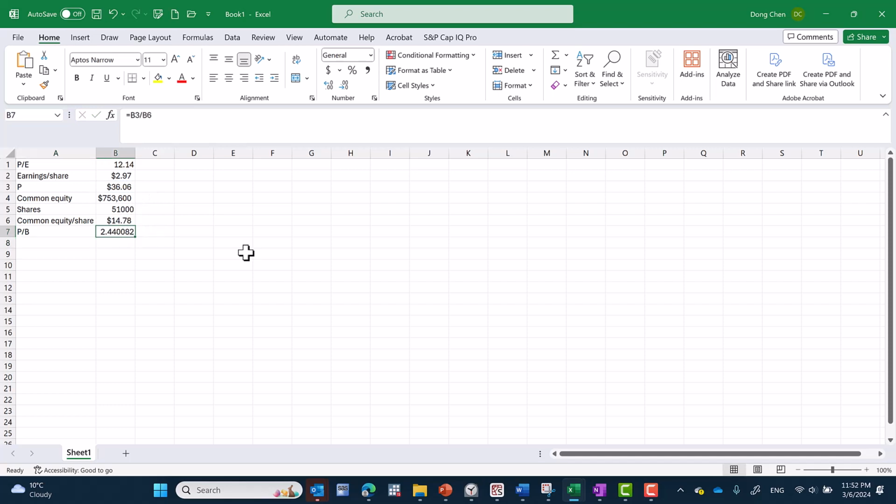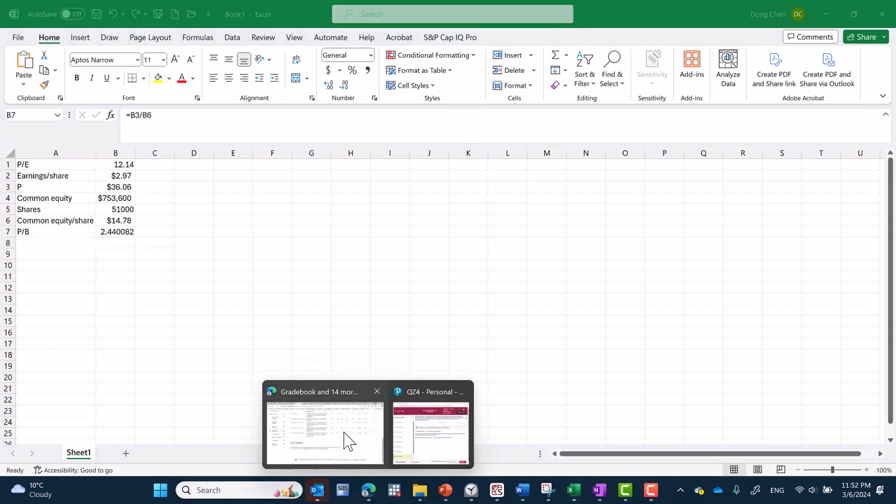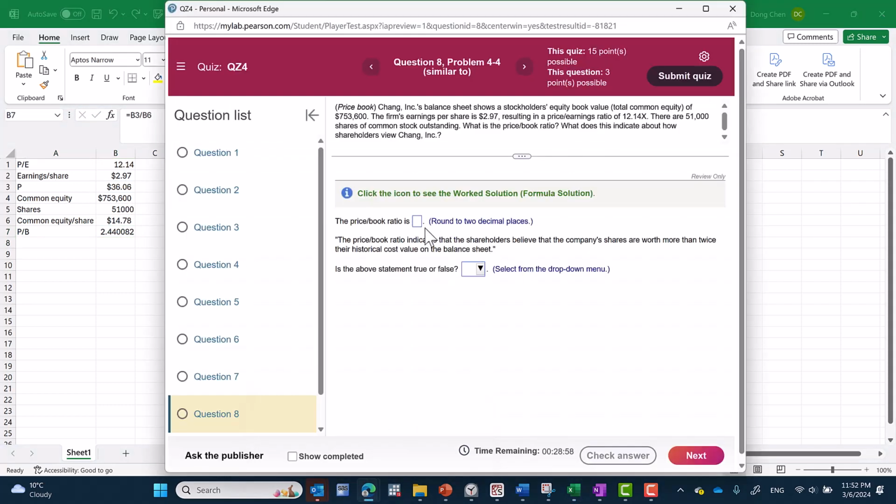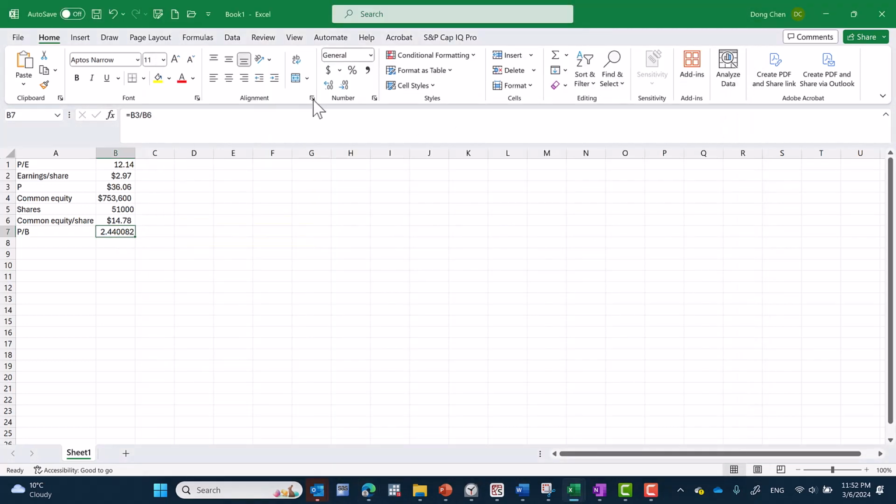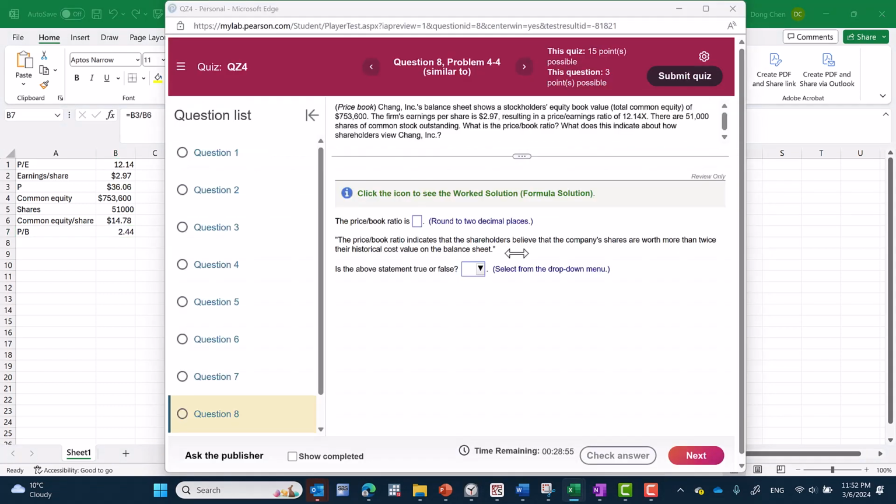Right? So then we have to follow the rounding requirement, round to two decimal places: 2.44. And then the price book ratio indicates that the shareholders believe that the company's shares are worth more than twice their historical cost value on the balance sheet.